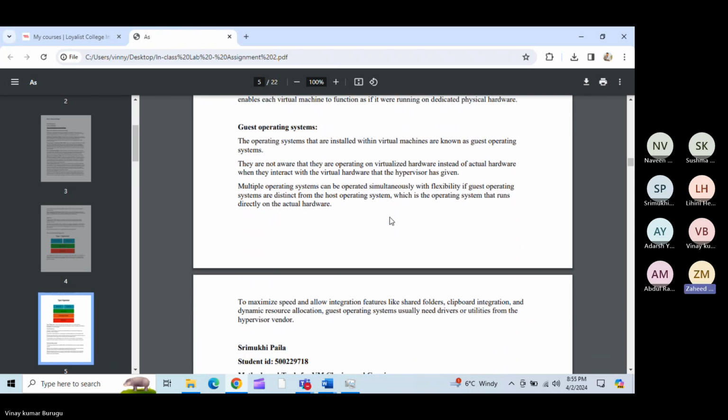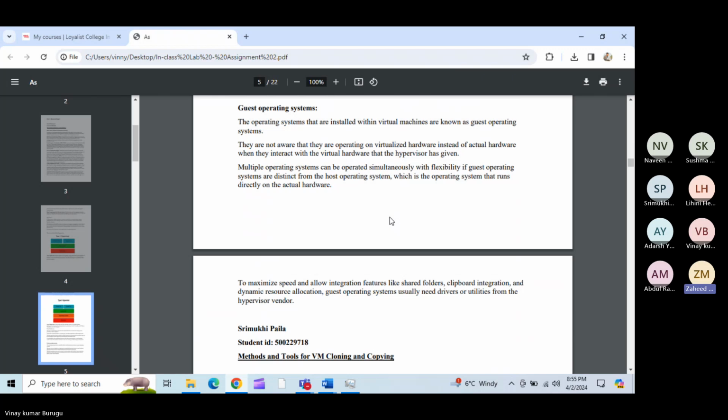And then the guest operating system. Operating systems that are installed within a virtual machine are known as guest operating systems. They are not aware that they are operating on virtualized hardware instead of real hardware when they interact with the virtual hardware that the hypervisor has given.